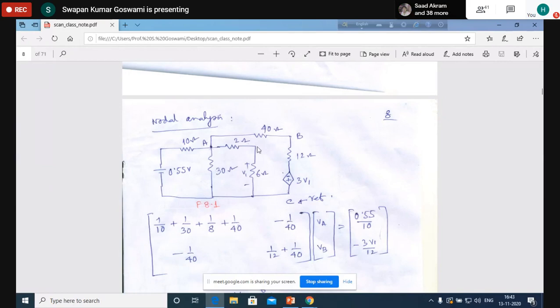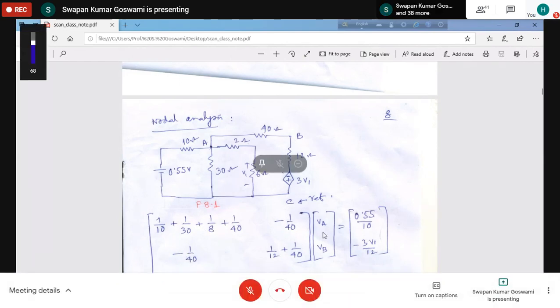Mutual admittance between node A and B: 40 ohm is the resistance, so minus 1/40 is the mutual admittance between node A and node B. Similarly, between node B and node A, minus 1/40 will be the admittance. For node B, what is the self admittance? It is this admittance plus this admittance, that means 1/48 plus 1/12. This summation is the self admittance of node B. So self admittance of node A, mutual admittance between node A and B, mutual admittance between node B and A, and self admittance of node B. This is multiplied by VA, VB, the node voltages, and the injected current.